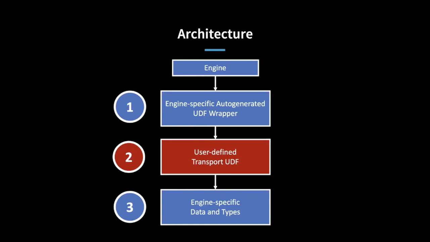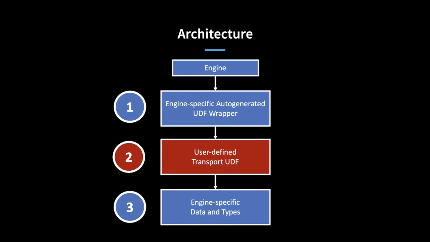But then how does that work? What we have seen as an example of the Transport UDF two slides ago represents the middle layer of this slide, which is the user-defined Transport UDF. Above this layer, we have a wrapper that would make the UDF look like a UDF that a specific engine would expect. So for example, in the Hive case, Hive UDFs extend generic UDFs or a generic UDF class. So that's what Hive would see. And within that class, we would call into the Transport UDF that the user has written.